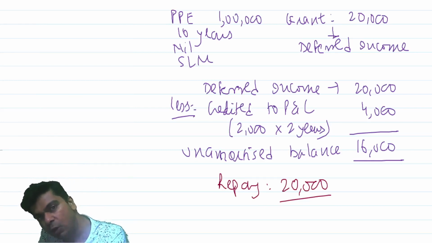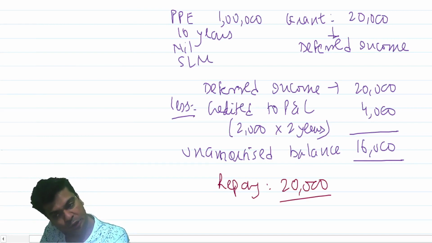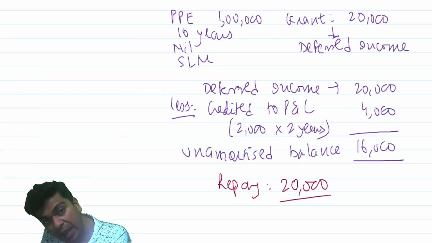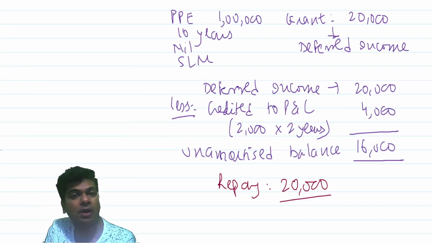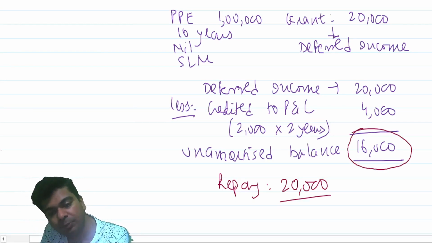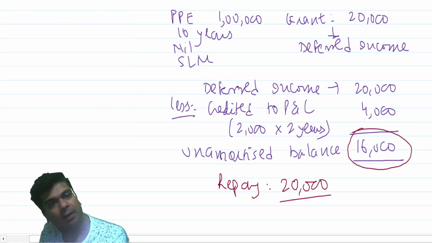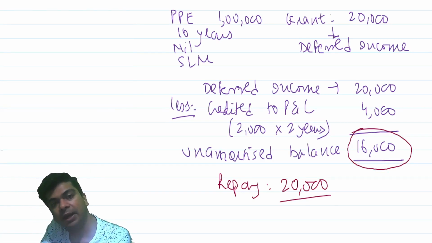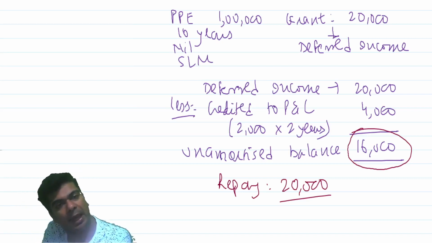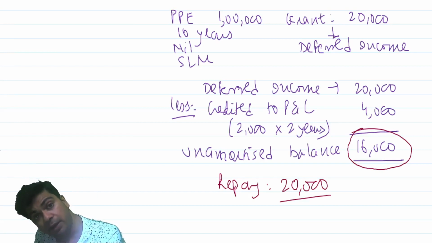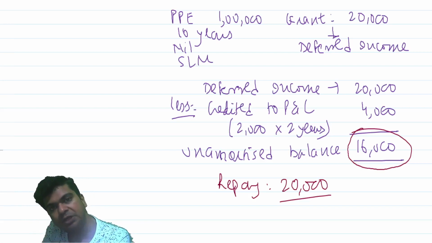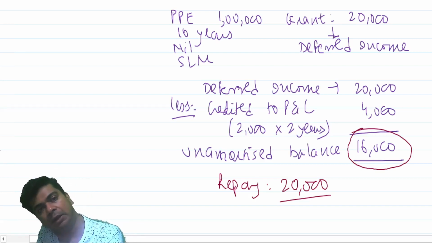Okay, now when you are repaying the government grant, you should first apply the refunded government grant to any balance in unamortized deferred income. As you can observe, I have a balance of 16,000 rupees of unamortized deferred income. 20,000 will be first applied against this balance. That means 16,000 rupees of this balance will be eliminated. Getting it? And I'm still repaying 20,000. That means I'm still repaying additional 4,000. Additional 4,000 will be debited to the profit and loss account.